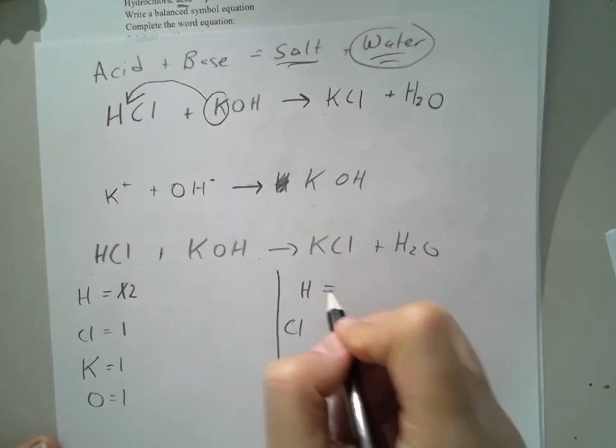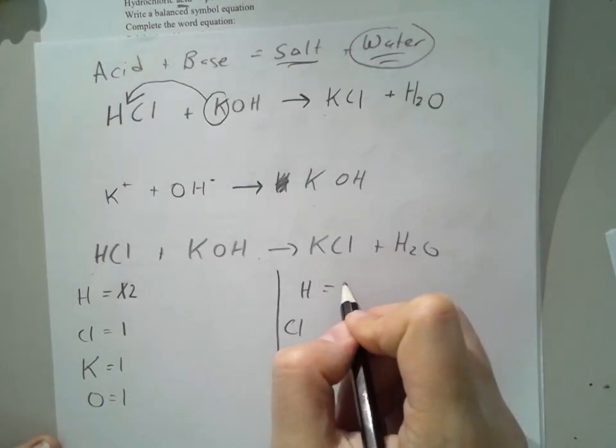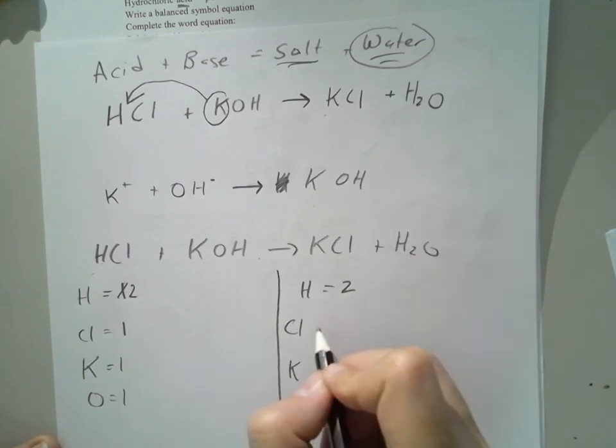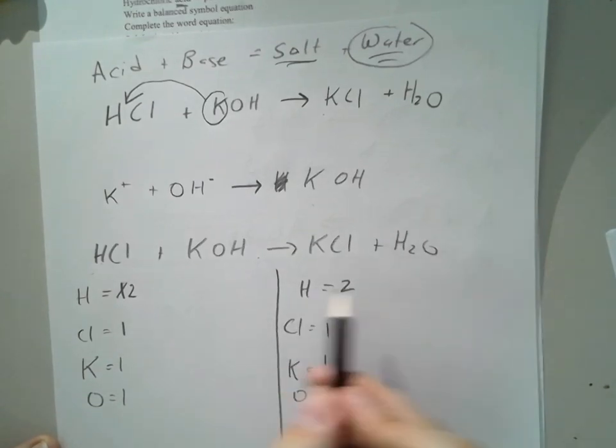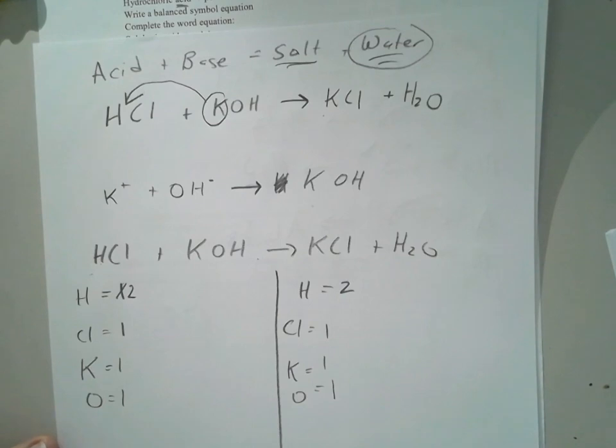On this side, however, there are two hydrogens here. There is one Cl, there is one K, and there is one oxygen. So therefore, it's already balanced, and this is a balanced chemical equation, and that concludes the video for today.